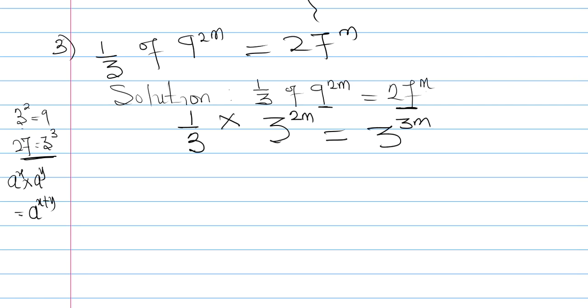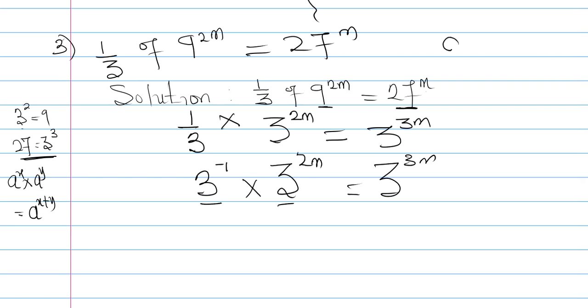Now here I can see 3 raised power minus 1 times 3 raised power 2m equal to 3 raised power 3m. According to the law of indices, when you have something like this, a raised power x times a raised power 1, the answer will be a raised power x plus 1. The same thing is applicable here. Here we are going to have 3 raised power minus 1 plus 2m equal to 3 raised power 3m.